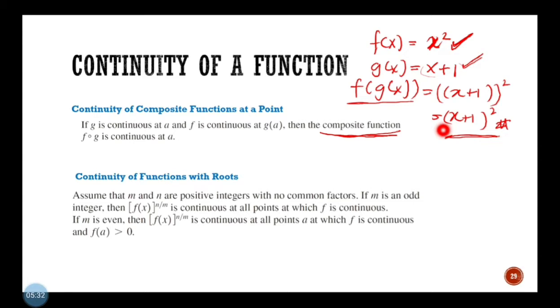Okay, and then next we have continuity of a function with roots. Assume that m and n are positive integers with no common factors. With no common factors maknanya tak ada factor yang kita boleh simplify. Okay, if n is an odd integer, then f(x) to the power of m over n is continuous at all points at which f is continuous. Okay. Yang ni rasanya is easy if we discuss through examples later on, hopefully.